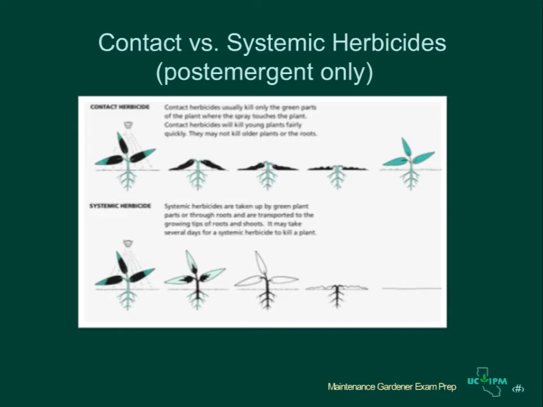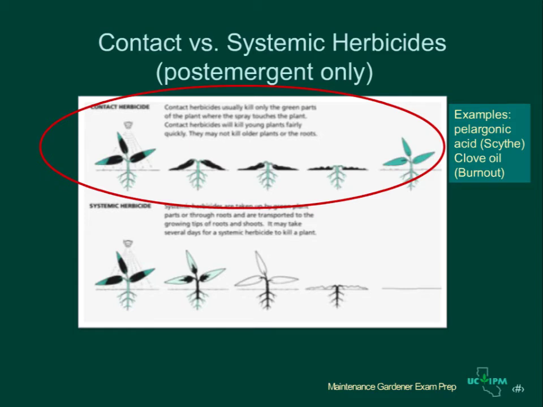Postemergent herbicides can be further classified as contact or systemic herbicides. Contact herbicides usually kill only the green parts of the plant where the spray touches the plant. Therefore, you need to cover the whole plant with spray to get good control. Contact herbicides are most effective on young plants. They don't kill older plants or roots and are not very effective against perennials. Examples include pelargonic acid or oil-based herbicides.